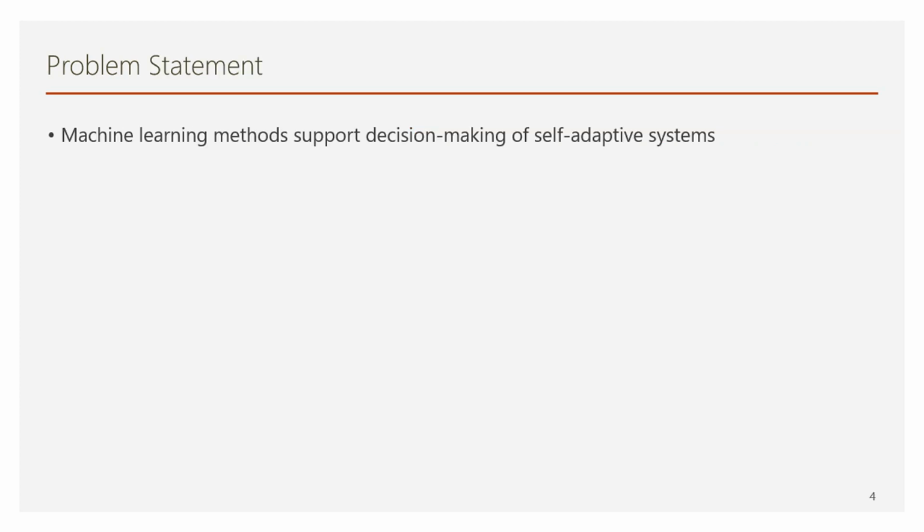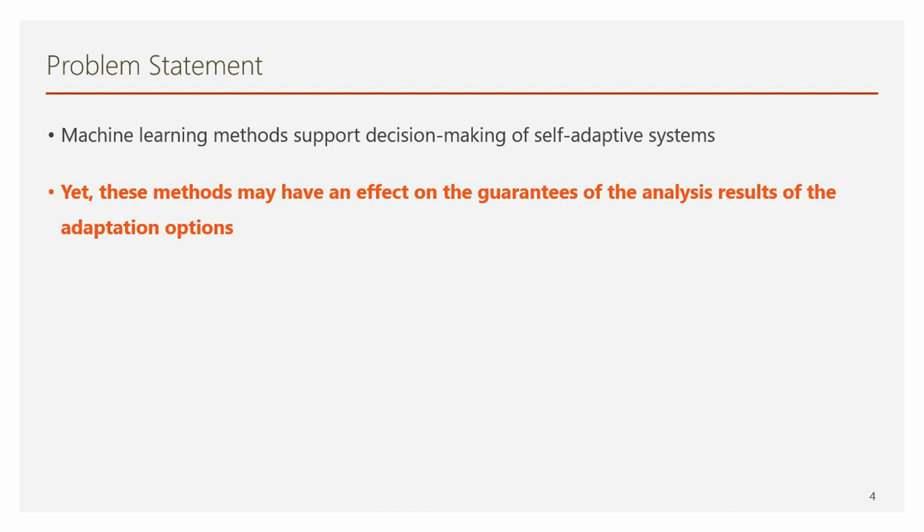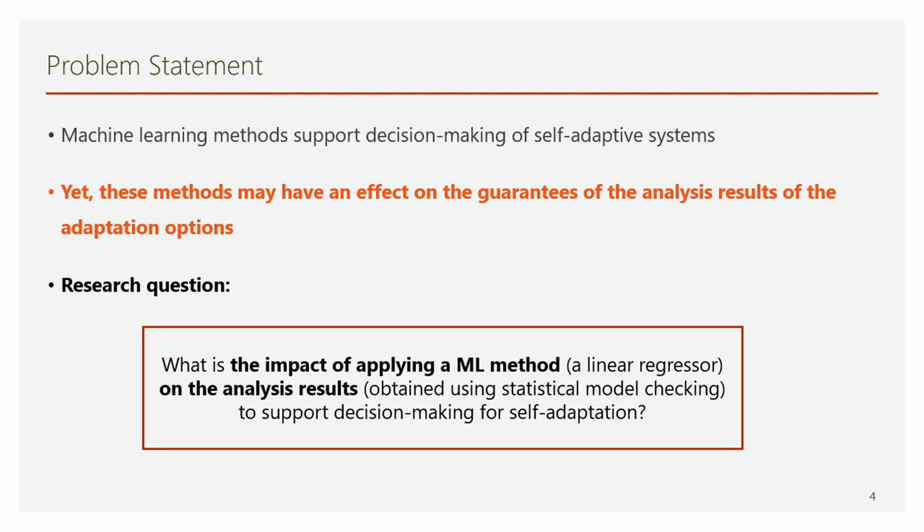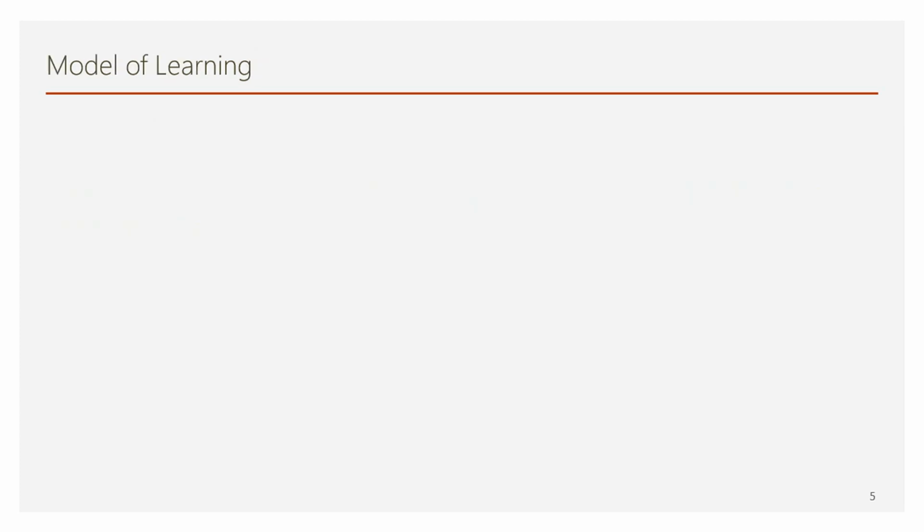We found that machine learning methods offer a variety of use cases for supporting self-adaptation. However, since machine learning methods apply, in a sense, statistical methods, they may have an impact on the decision made by a self-adaptive system. So the research question that bubbles up here is: what is the impact of applying a machine learning method on the analysis results under the specified problem focus?